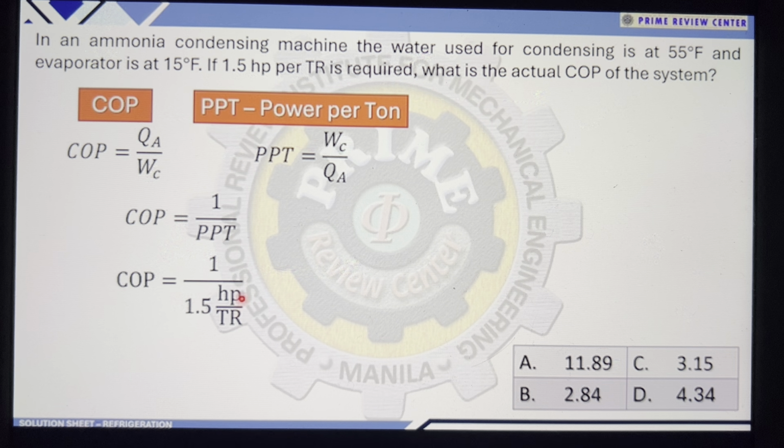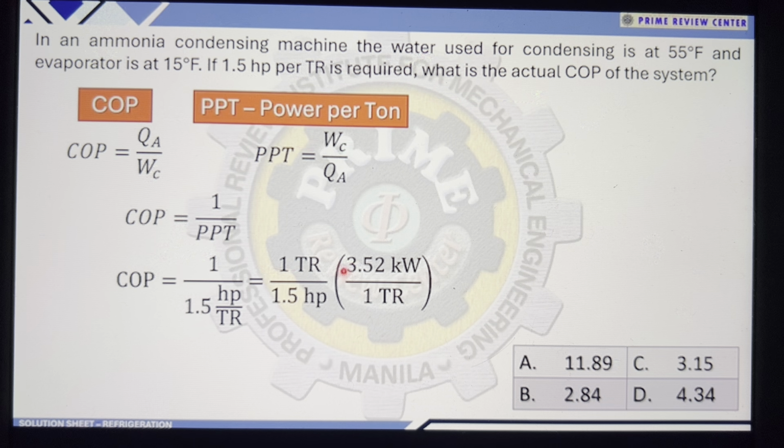However, diba, etong sinubstitute natin na 1 over 1.5 HP per ton sa refrigeration is hindi yan yung hinahanap nung nasa question natin. Since ang unit is naka-TR pa tapos may HP, we need to cancel those out, yung mga units natin. Kasi ang COP, as we know, should not have a unit. So, iangat natin yung tons of refrigeration sa numerator and yung HP retained sa denominator. So, we will convert tons of refrigeration and HP into a unit na pareho in a way na makakancel yung dalawa na yan. In other words, let us try to convert tons of refrigeration muna into kilowatts.